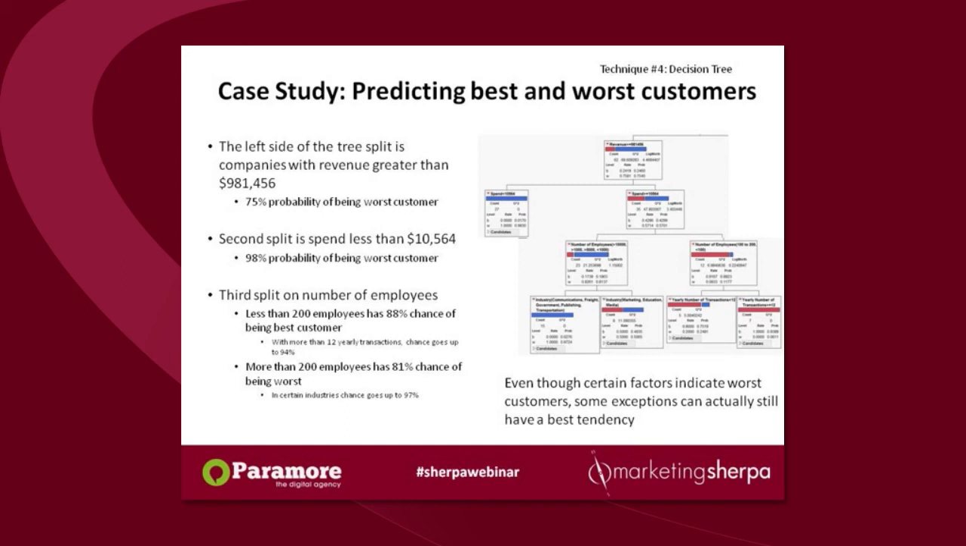The third split, once again, was the employee size. Having less than 200 employees actually changed. So we had the first two were worse, but now we've taken the same attributes that said we were going to be a worse customer, but by putting in the fact that they had less than 200 employees, they go from being worse to actually being a best customer. And if they had more than the 12 transactions, it goes up to 94%.